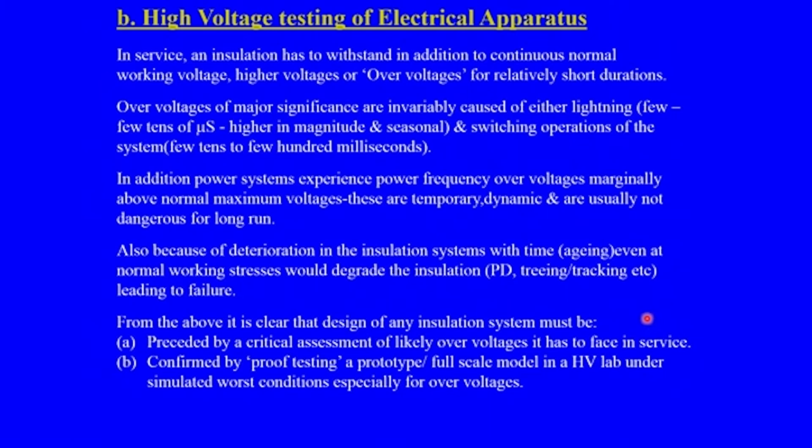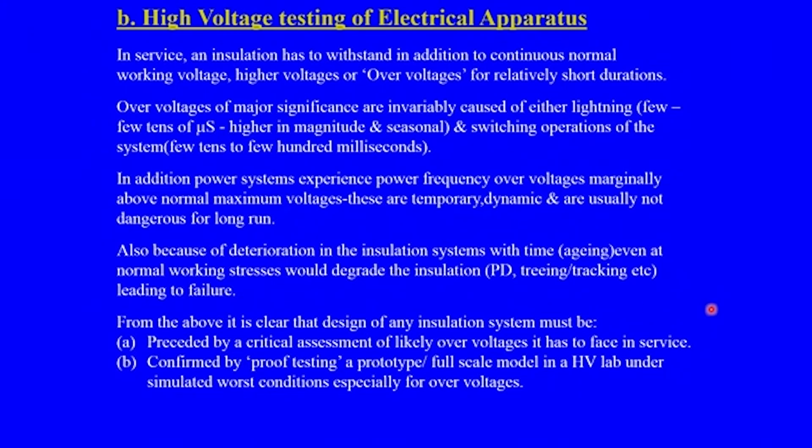Also because of deterioration in the insulation. So, not only power frequency, lightning and switching, the insulation will be continuously in service. So, this could deteriorate over a period of time, what we call aging, even under normal working stresses without the effect of lightning or switching surges. Under normal working conditions, because of aging with time, the insulation could deteriorate and degrade.